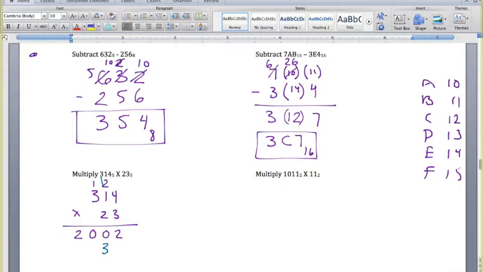Then 2 times 1 is 2, with 1 more is 3, and that's fine. We can do a 3. And then 2 times 3 is 6, but we can't do 6. 6 is 1 5 with 1 left over.